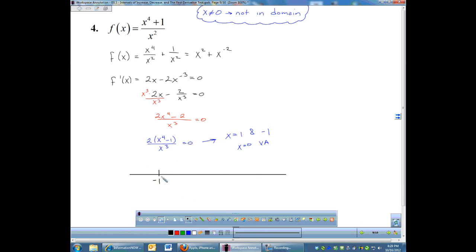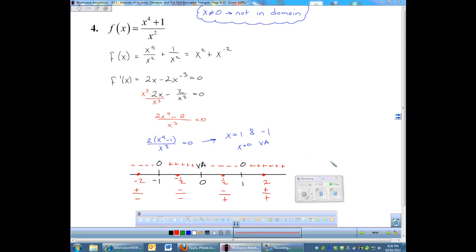Negative 1, and that gave me a 0 for my derivative. 0 is a vertical asymptote for my function, so I'm going to make a little note of that. And 1 is a 0 for my derivative. And then we'll do the number line. I'm going to pause it while I do the number line. Okay, so there's our number line.